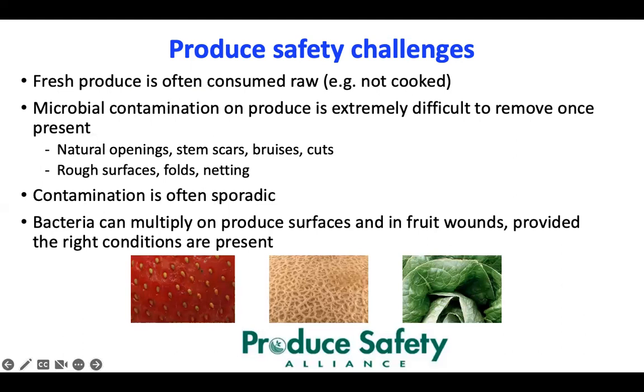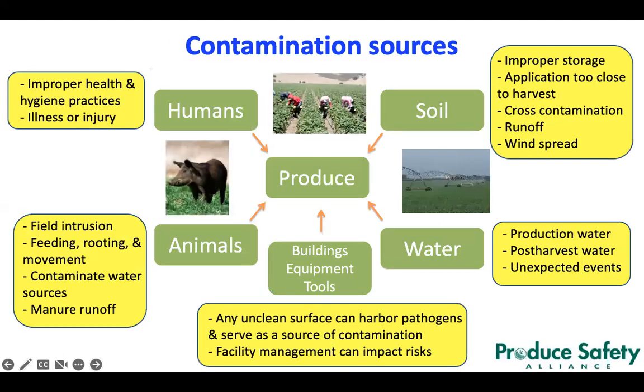For those reasons, the focus of produce safety is on preventing contamination from occurring in the first place. Contamination is difficult to remove once present. Therefore, produce safety is really critical for growers and farmers who grow fresh produce. On a farm, contamination can come from a number of sources, including humans, animals, soil, water, and buildings, equipment, or tools.